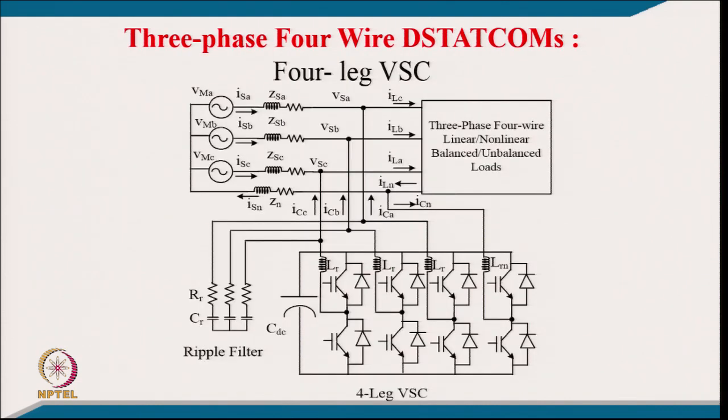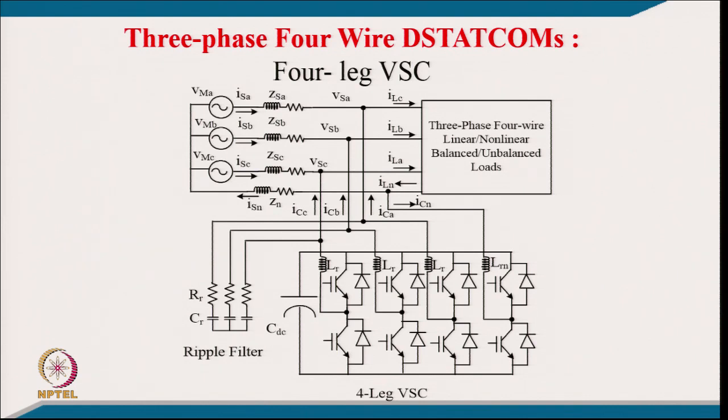So, this is the first, a very normal configuration which is normally preferred. It is a 3 phase 4 wire topology. For 3 phases we use of course 3 legs, and one additional leg we use for neutral current compensation. As you can see, for the 4th leg the interfacing inductance is sometimes different; it is not equal to all LR, it can be LRN or so.